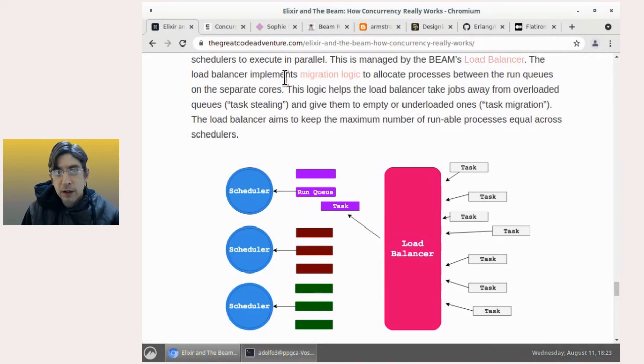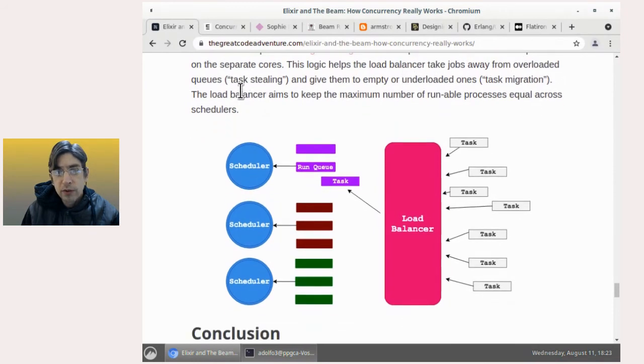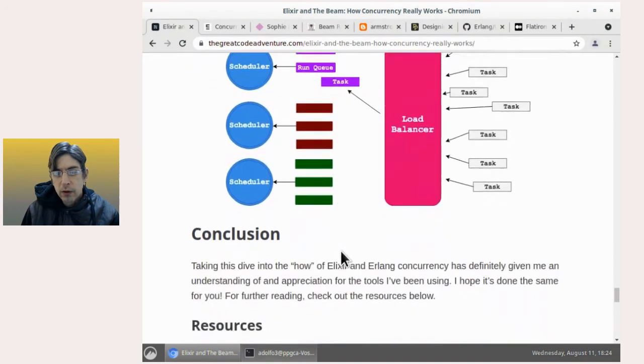The load balancer implements migration logic to allocate processes between run queues on the separate cores. This logic helps the load balancer take jobs away from overloaded queues, task stealing, and give them to empty or underloaded ones, task migration. The load balancer aims to keep the maximum number of runnable processes equal across schedulers.